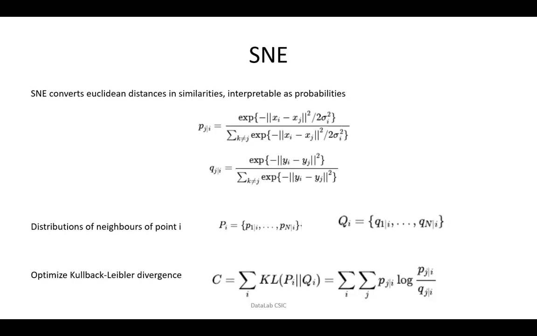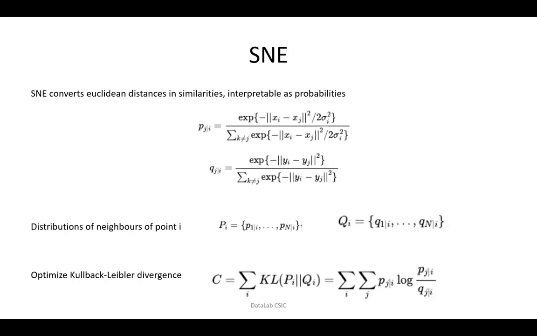You use the Euclidean distances, right? But then you make a softmax transformation, so you transform them into these probabilities, through a softmax, as I said. So the key thing is this one, right? And the same for the transformed data. So we have this distribution and this distribution, and we want them to be close. So again, the divergence that we use between these two distributions is Kullback-Leibler.